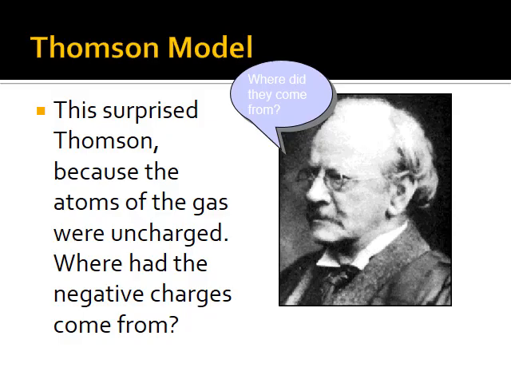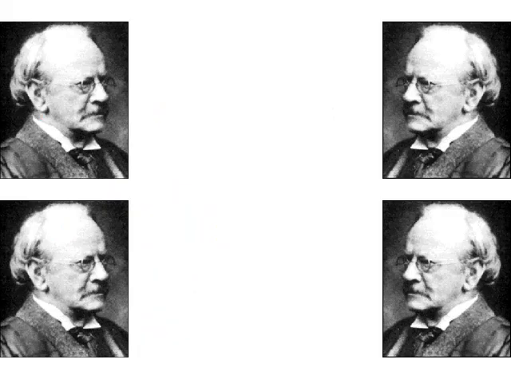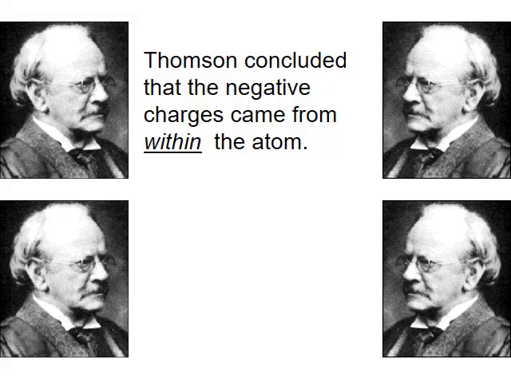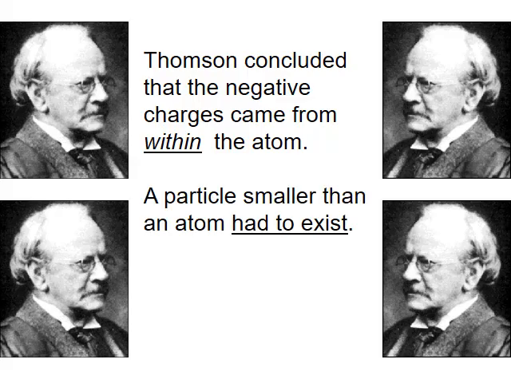So this surprised Thomson because the atoms of the gas were uncharged. He knew the gas that he put in there was neutral. There was no charge. Yet somehow, when he put a current through it, there was this movement of negative particles. And so he had to figure out where exactly they came from. The only conclusion he could make was that they came from within the atom, which was pretty crazy, because at this point they were still going off of Dalton's model, which is the idea that atoms were solid, like a marble. So something smaller than an atom had to exist, which meant that atoms were divisible.